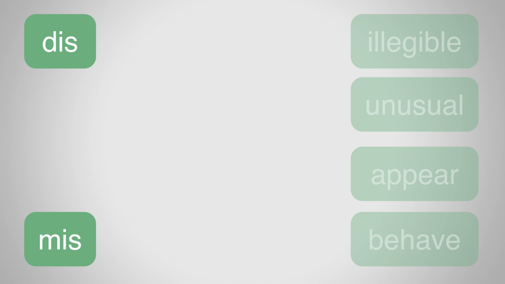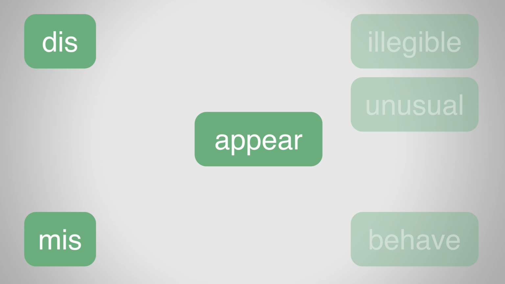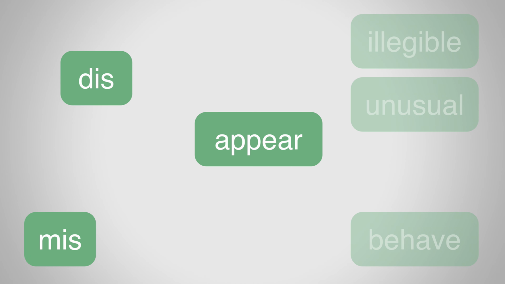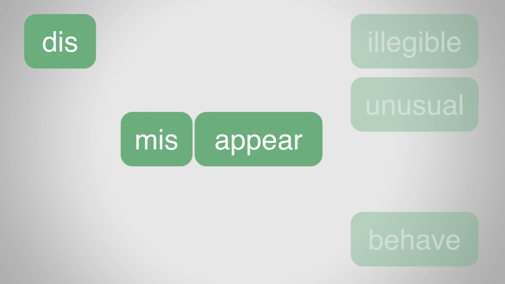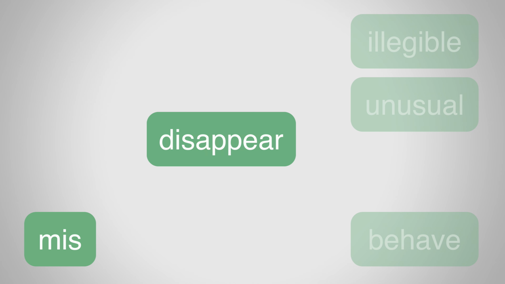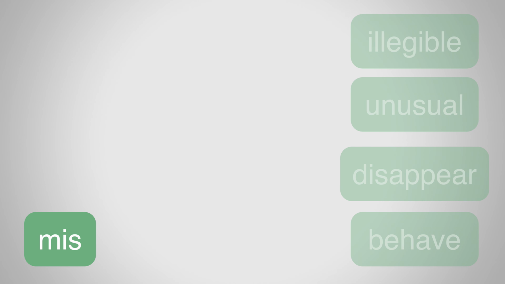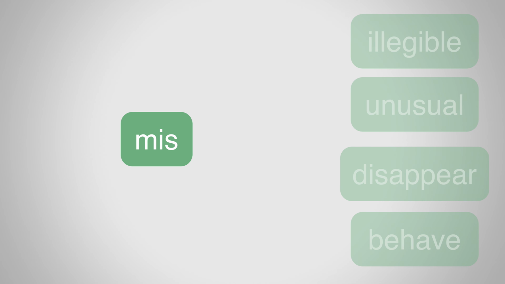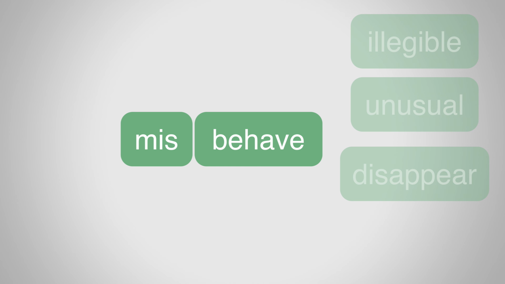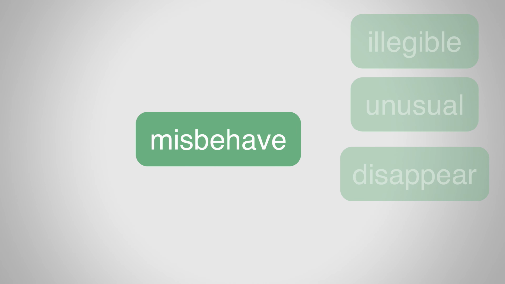Our next word to focus on is appear. This means to become visible, so it can be seen. Well, what's the opposite? Disappear or misappear? Well, it's clearly disappear. So if we've got all of these correct, the final prefix miss must come before the root word behave to give us the antonym misbehave.